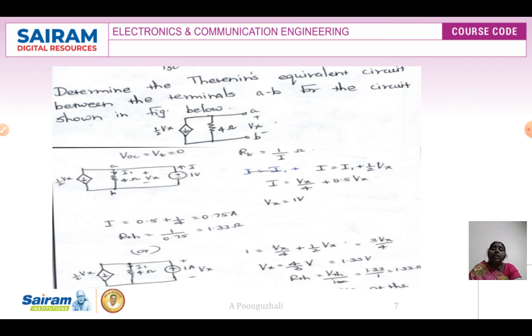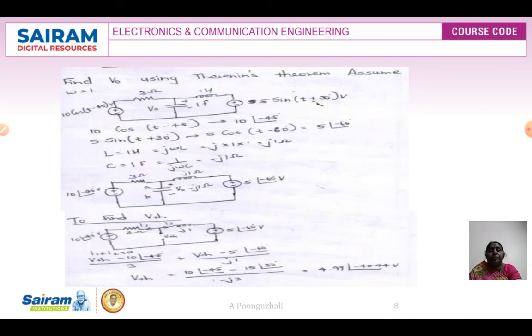So either I can connect a 1 volt voltage source or a 1 amp current source. If I connect a 1 amp current source, in this case the equation: the incoming current is 1, the outgoing current is I1 plus half Vx. So 1 is equivalent to Vx by 4 plus half into Vx, that is nothing but 3 Vx by 4. So what is Vx from this? It is 4 by 3 volts. So what is RTH? VTH by ISC. ISC is what? 1 amp. So it is 1.33 divided by 1, it is 1.33 ohms.